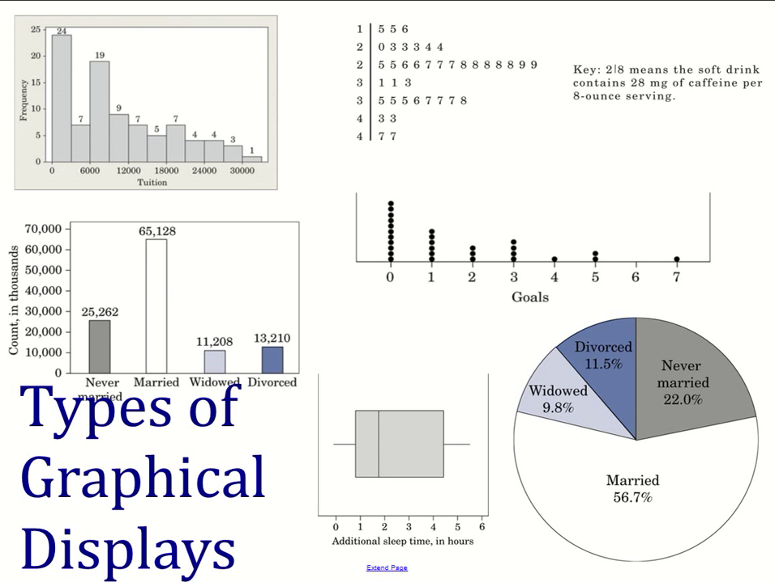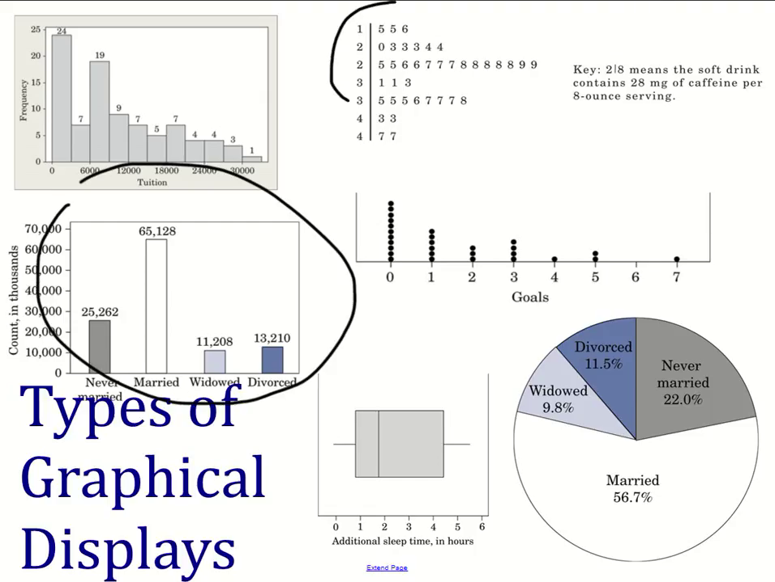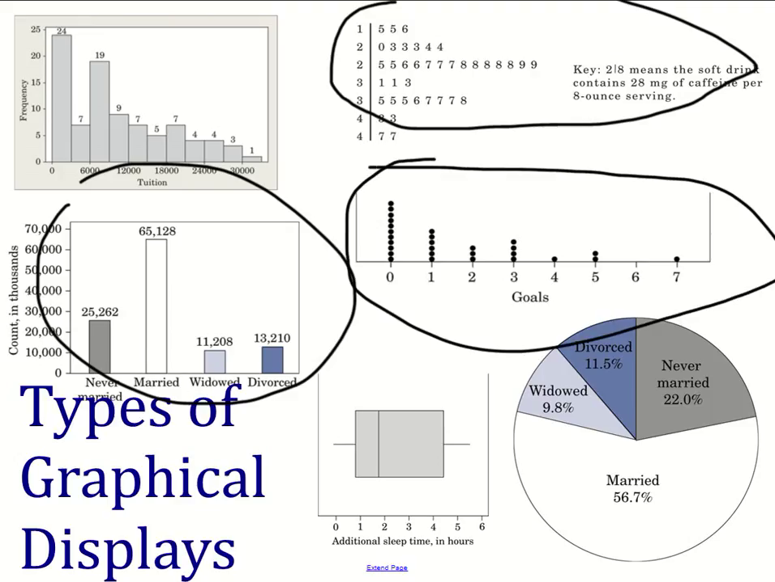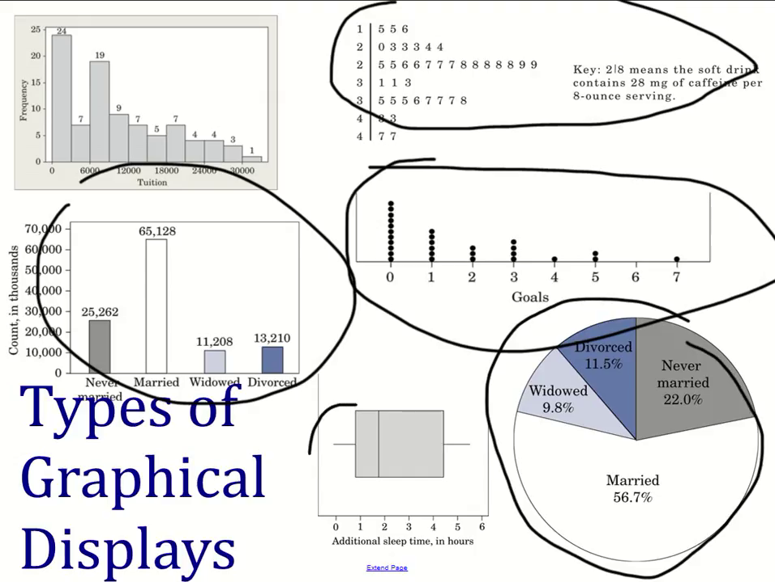So remember, we've talked about all these different graphs. So far we've talked about histograms, bar graphs, stem and leaf plots, dot plots or dot graphs, and circle graphs. One we haven't talked much yet about is this one down here. This is a box and whisker plot, which we'll talk a little bit more about later on.